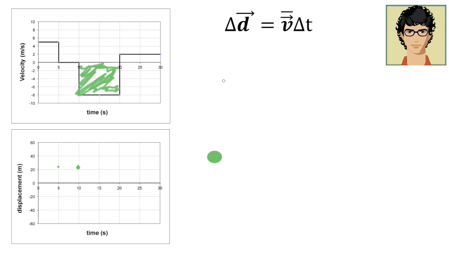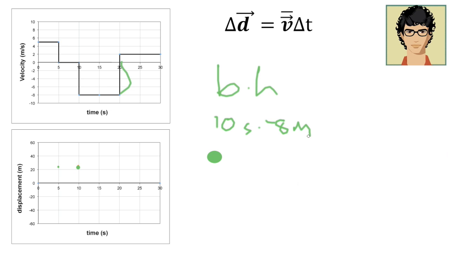What is the area? Well, area again is base times height. All right, the base is this over here, which is 10 seconds. And the height is going to be the velocity, meters per second. And it looks like it goes to -8. So we have -8 meters per second. Overall, we get a displacement of -80 meters.